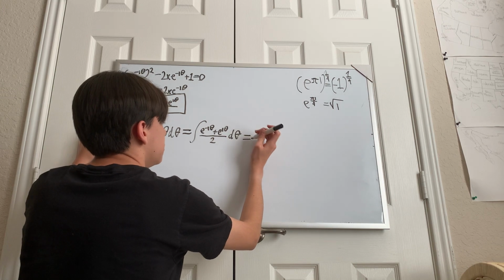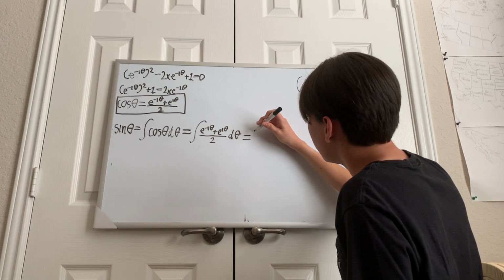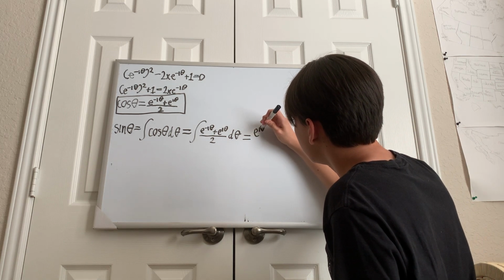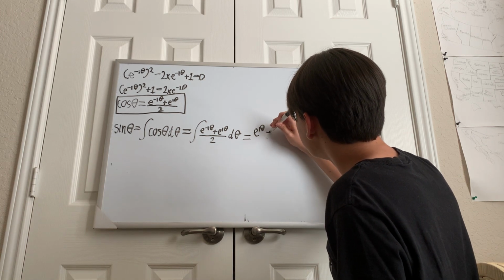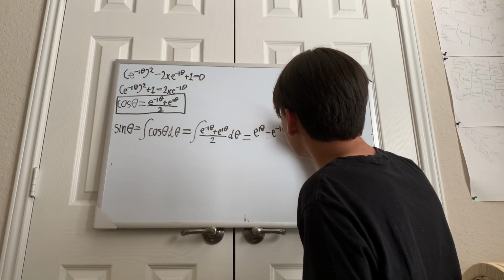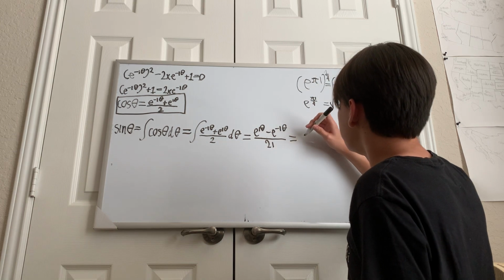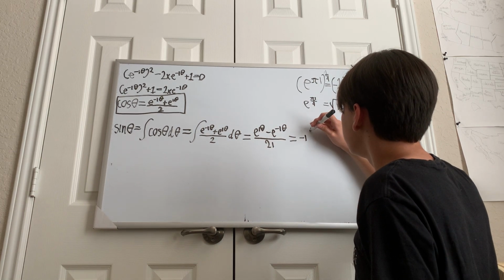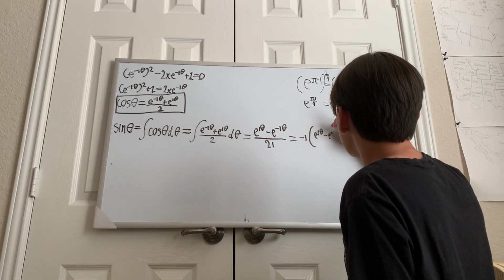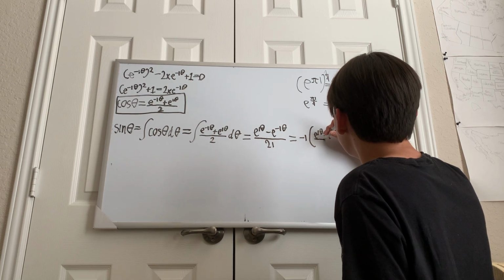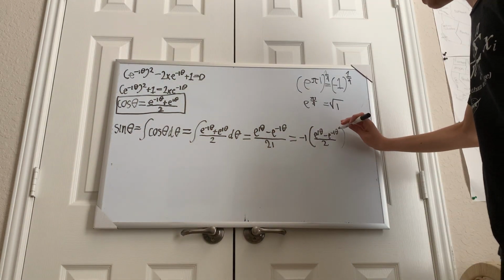And that's just using u substitution. That will become, I believe, e to the I theta minus e to the negative I theta over 2I. And that's the same thing as saying negative I times e to the I theta minus e to the negative I theta, divided by 2, because 1 over I is just negative I.